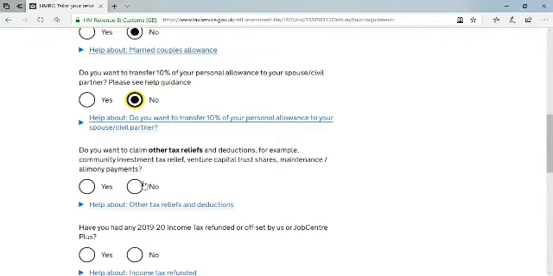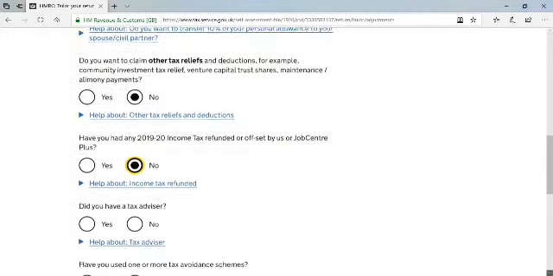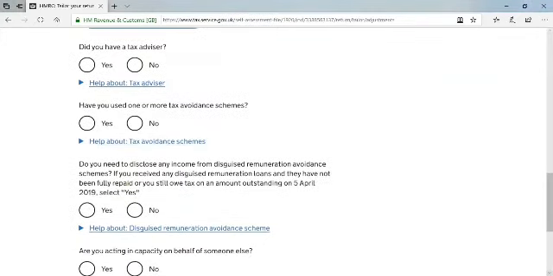Do you want to claim other tax reliefs? No. Tax relief funded by Job Centre? No. Did you have a tax advisor? I do not. This is just an example video. If you had an accountant that has given you advice, you would maybe put it on here. But for most people, if you're just submitting the form yourself, you'll select no.